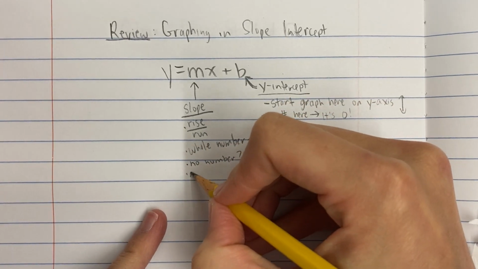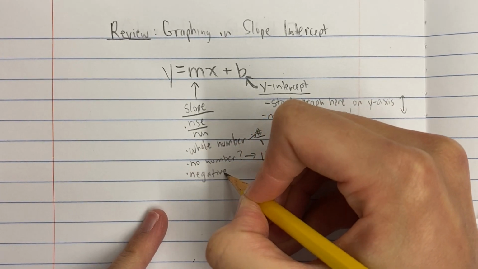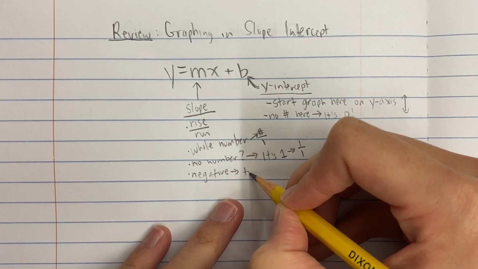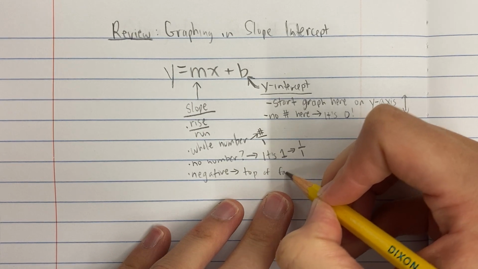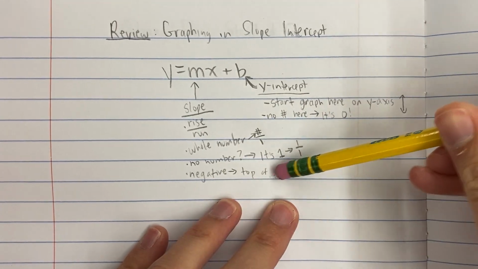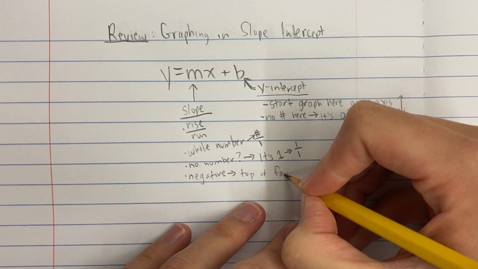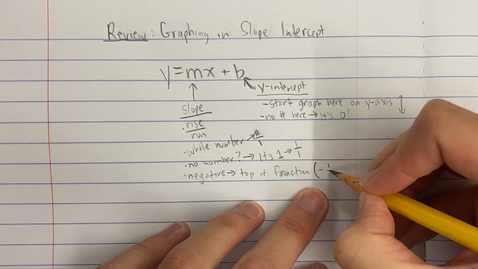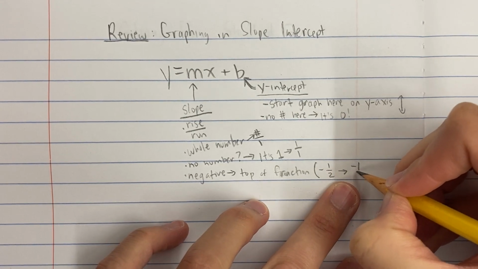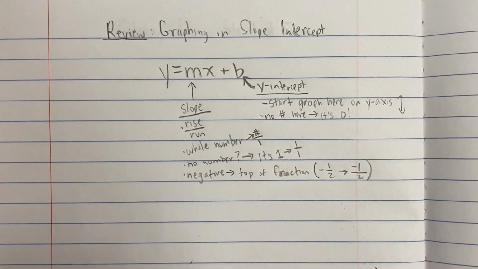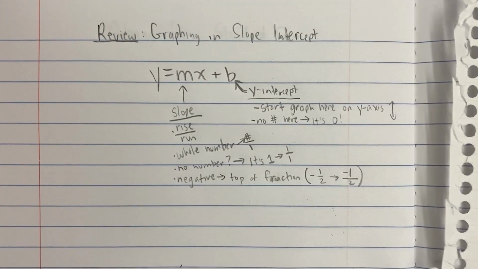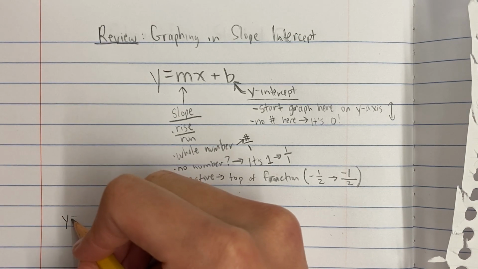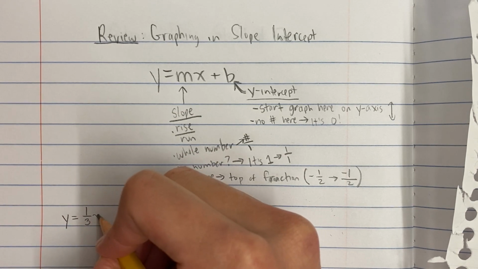Now, and then careful, because if it's negative, the easiest thing to do is just take that negative and put it on the top of the fraction. So let's say like you have -1/2. The easiest thing to do is just say, okay, the rise is -1 and the run is 2, like that. Okay, so that's kind of what you need to know about the two numbers that you notice. So let's just do a couple examples of what this looks like now when you try to actually go ahead and graph it on a graph.